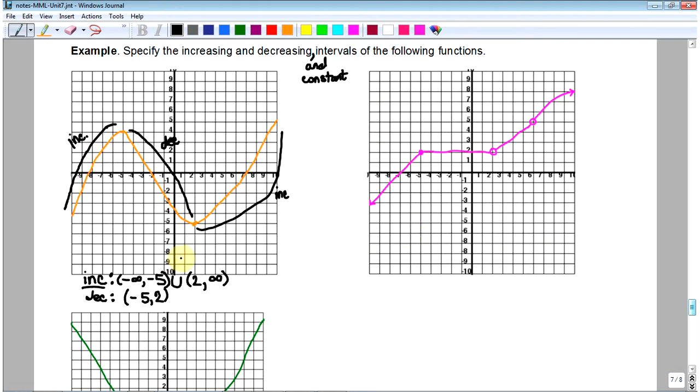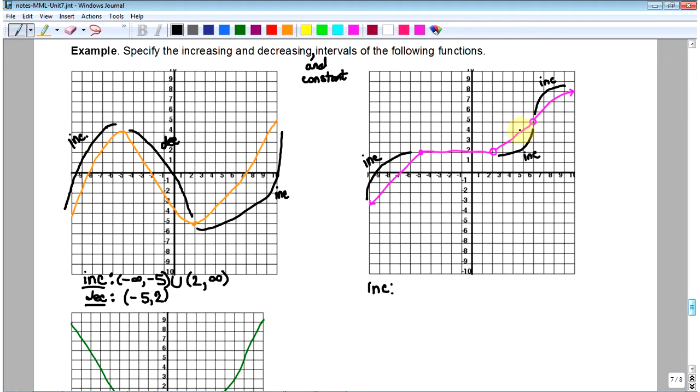Okay, going on to our next function. First, we want to see where the function is increasing. So we see that it's rising in this first interval, and it's rising in 2 additional intervals. And notice that we have to break these two up because there's a gap in the curve because of the open circle. So we have to make sure to leave that point out because a function cannot be increasing where it's not defined.